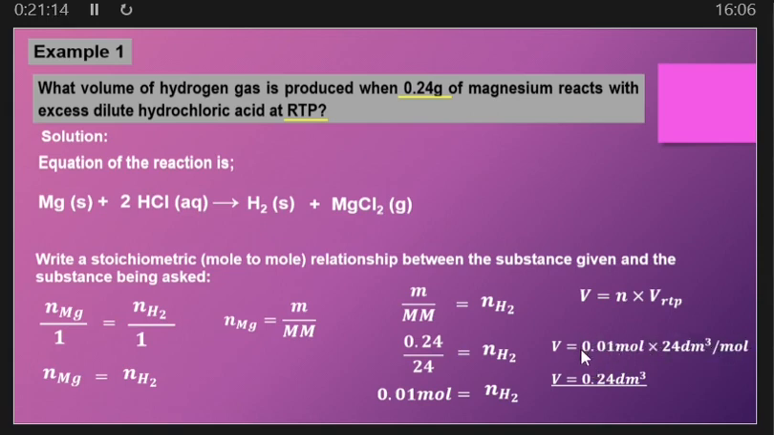When we multiply 0.01 times 24, we'll get 0.24 cubic decimeter as our answer.